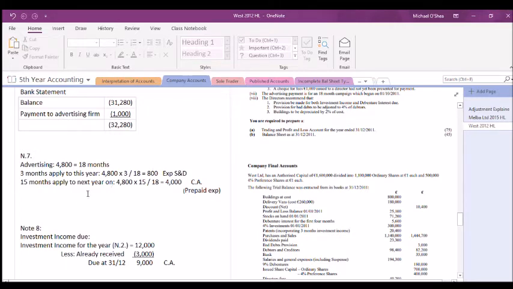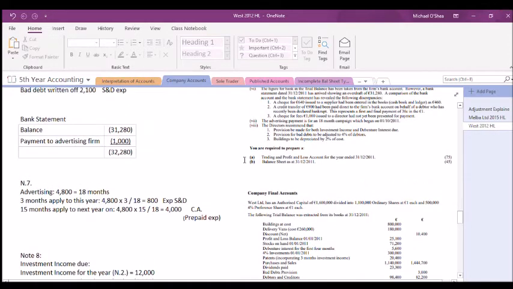And the remaining 15 months amount to 4,000. We've prepaid an expense because we've prepaid this inevitable 15-month advertising expense. So this is a current asset. We paid it off in advance. We don't need to pay any more money. So we're owed the service. So we don't owe anything. So it's a current asset.